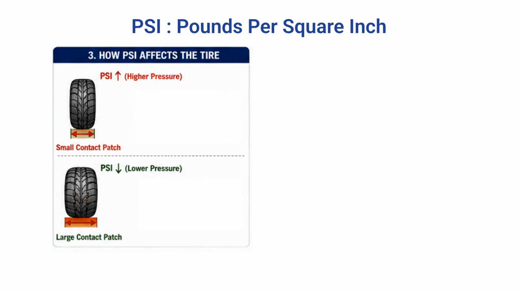This image explains how inflation pressure affects the tyre's contact patch and ground pressure. In the first section, higher PSI makes the tyre stiffer. It deflects less under load, creating a smaller contact patch. This is useful on hard roads, but it concentrates the vehicle load over a smaller area. Lower PSI allows the tyre to deform more. The contact patch becomes larger and spreads the load across a wider area.